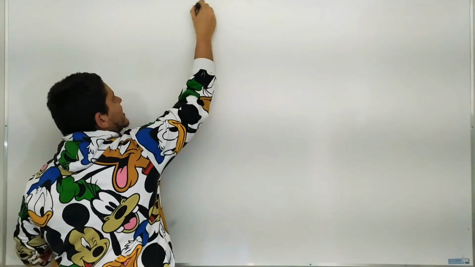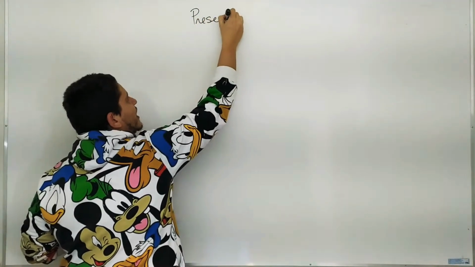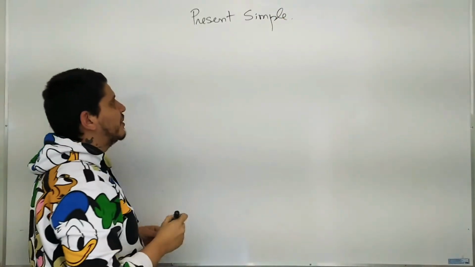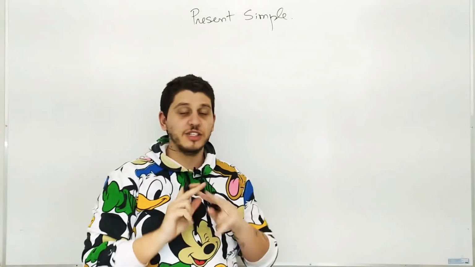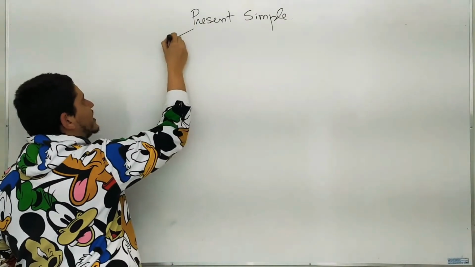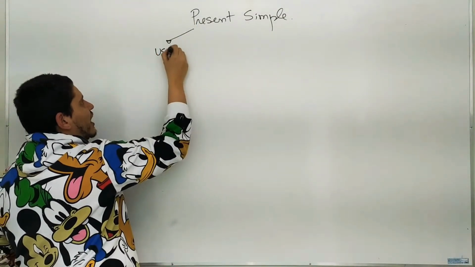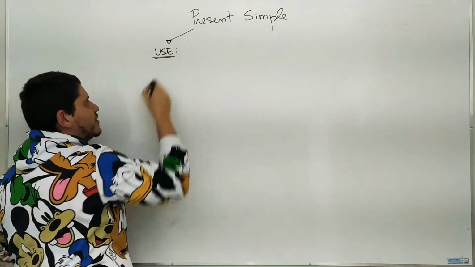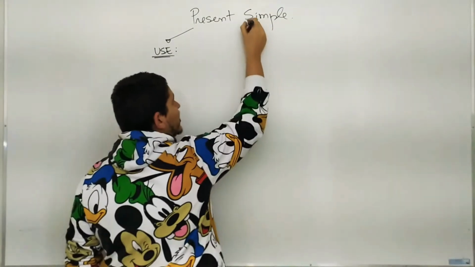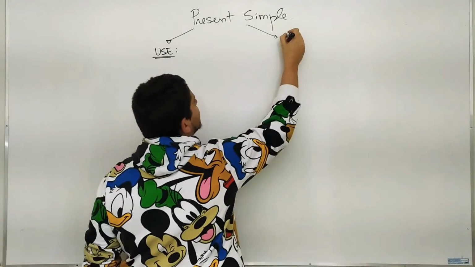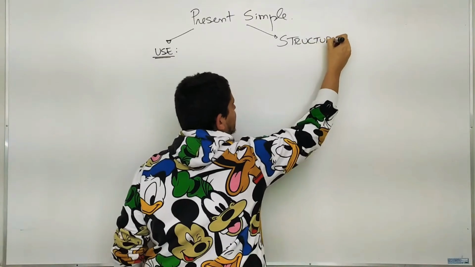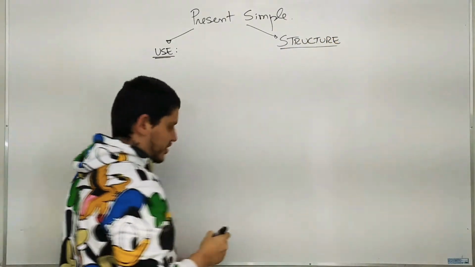We have present simple. Present simple. Okay, as I said, there are two things you need to pay attention to. The first one is the use. How to use this verb tense. In which situations do I use it? And we also need to know the structure. Okay? Use and structure.